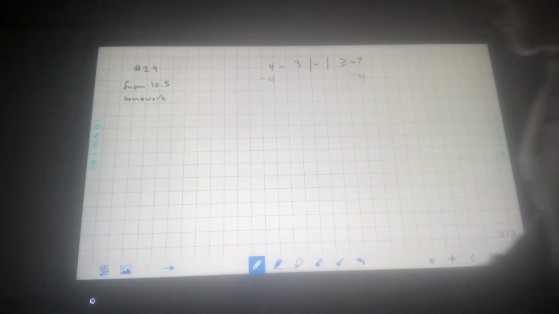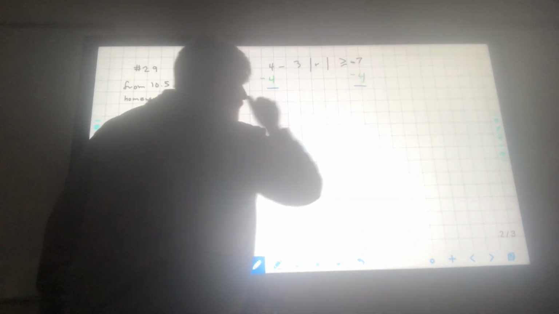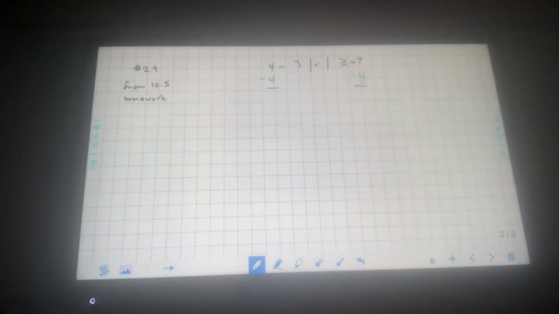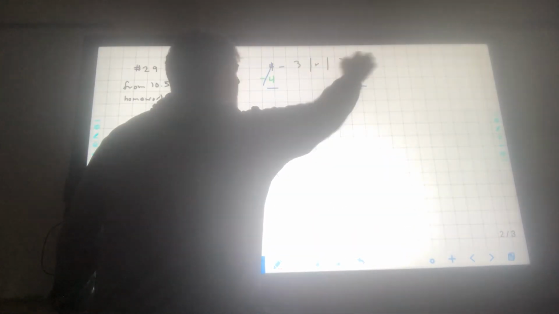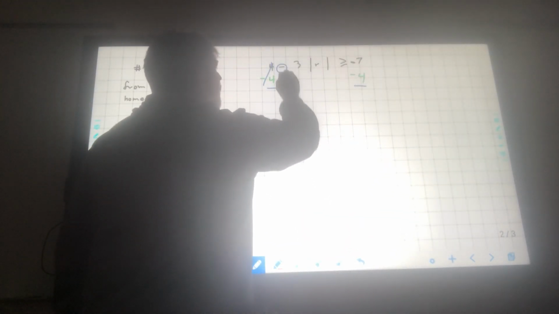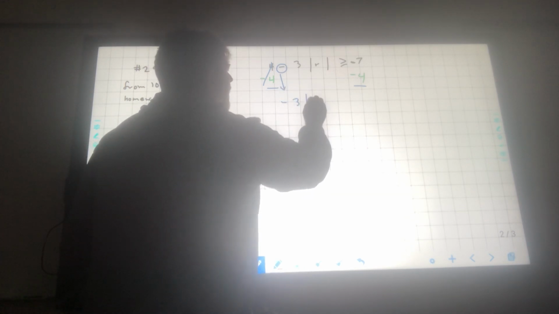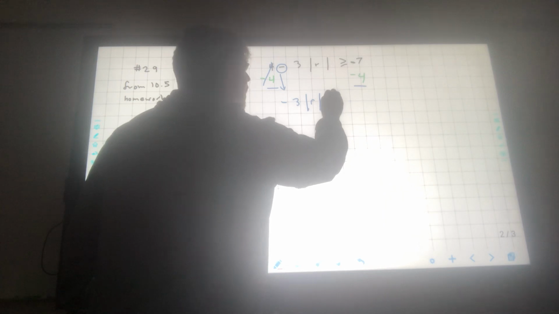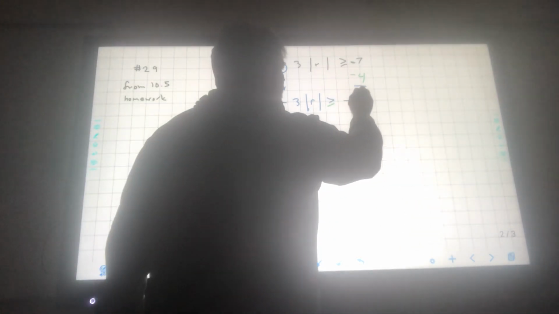When we go to solve this, all right, I subtract 4 from both sides, okay? I subtract 4 from both sides. These guys cancel. Do not cut off the minus part. -3 absolute value of r is greater than or equal to -11.